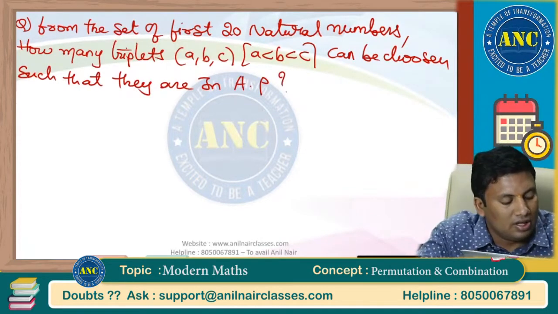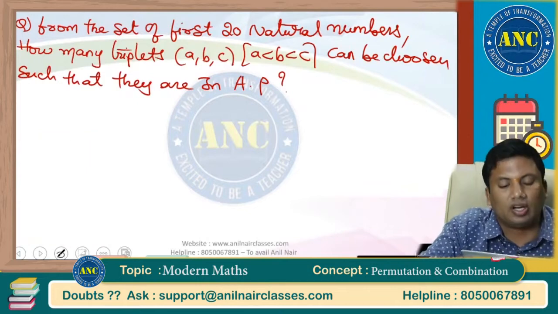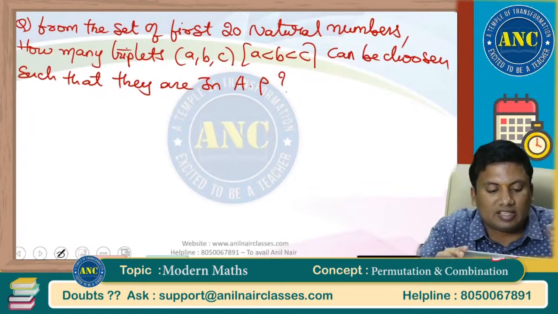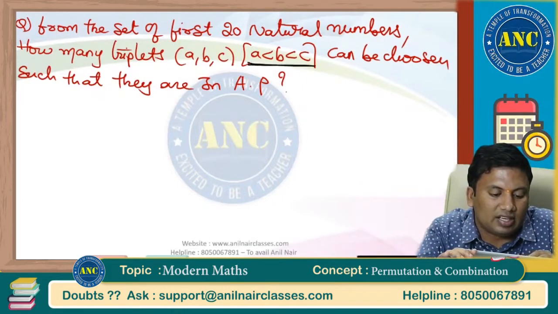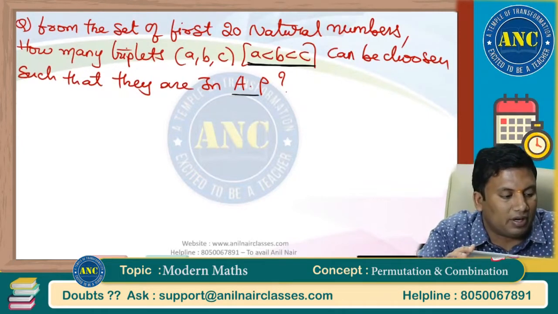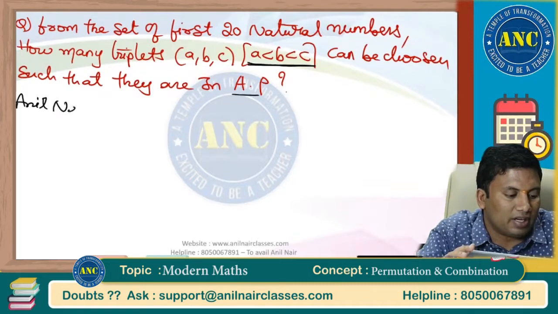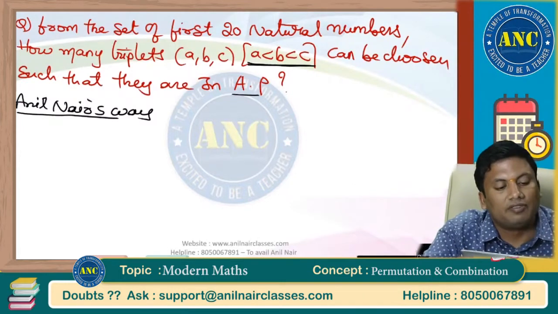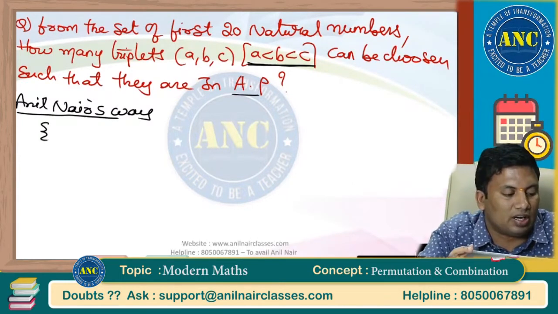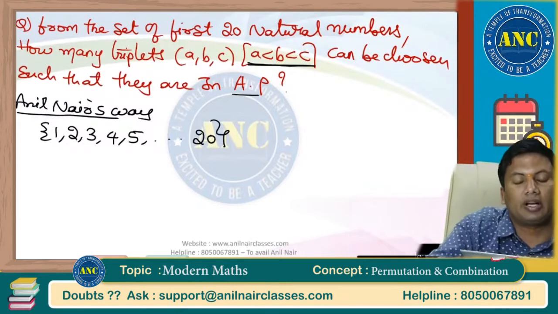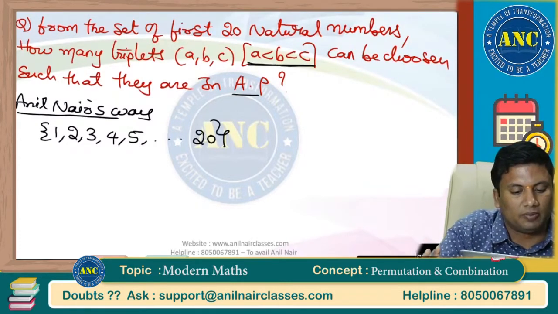Please read the question. From the set of first 20 natural numbers, we have to select three variables A, B, C such that A less than B less than C. This condition is given such that they are in arithmetic progression. Listen carefully to Anil Nair's way of solving, how I solved this question. First, from the set of first 20 natural numbers, the numbers are 1, 2, 3, 4, 5 till 20. From this, I have to pick three values such that they are in arithmetic progression.